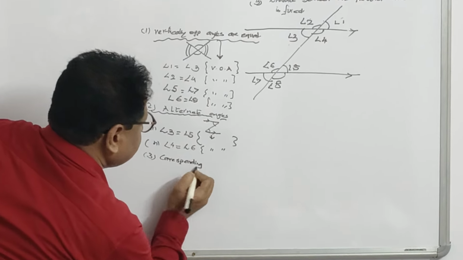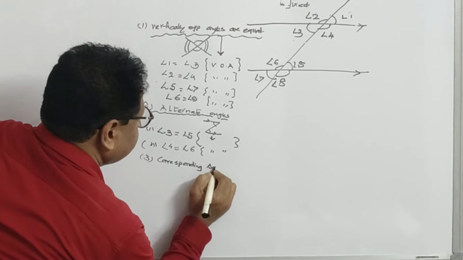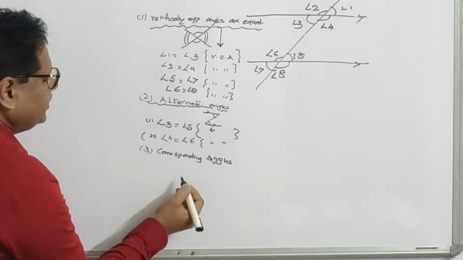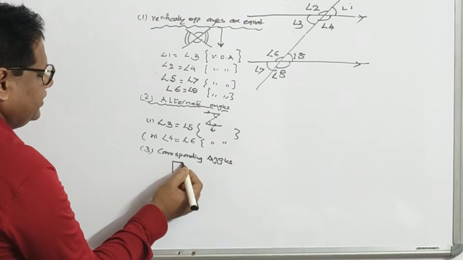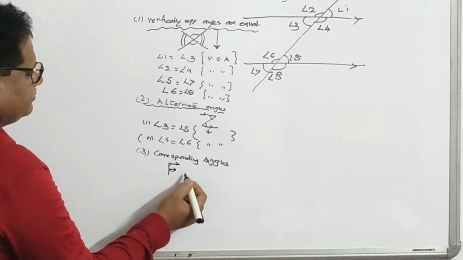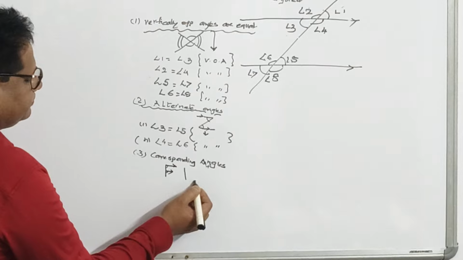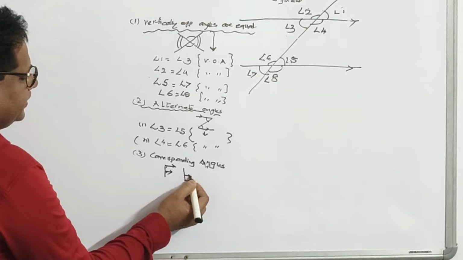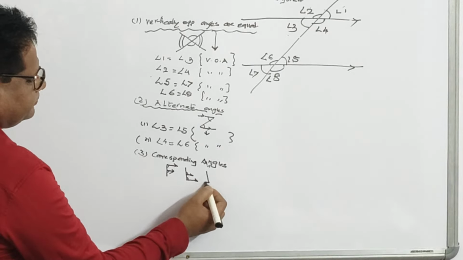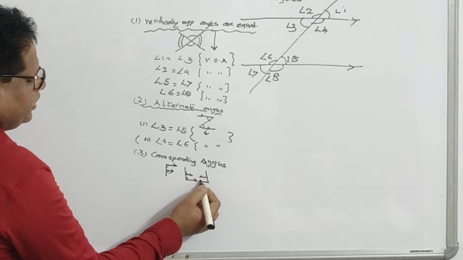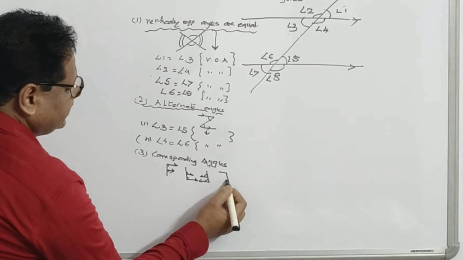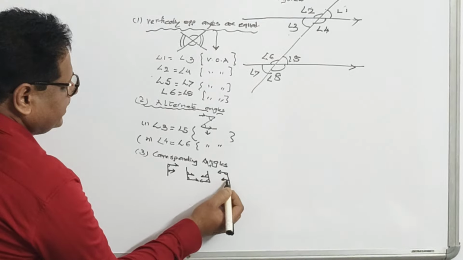For corresponding angles, remember the letter F. Now let me represent the letter F in different ways. Suppose these are the arms parallel, this angle equals this angle. Again, let us consider this. The same letter written in a different pattern. So again this angle equals this. Again, if these two arms are parallel, this angle equals this. And suppose I write in this pattern, again this angle equals this.